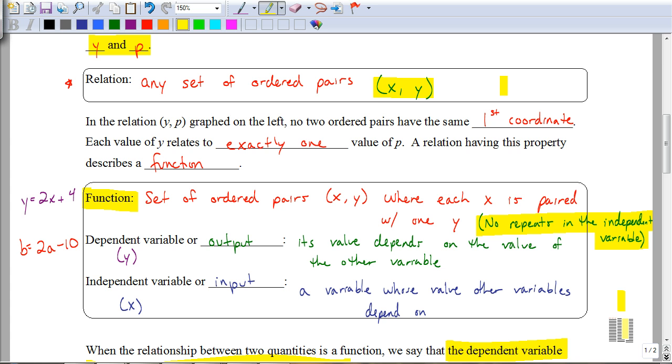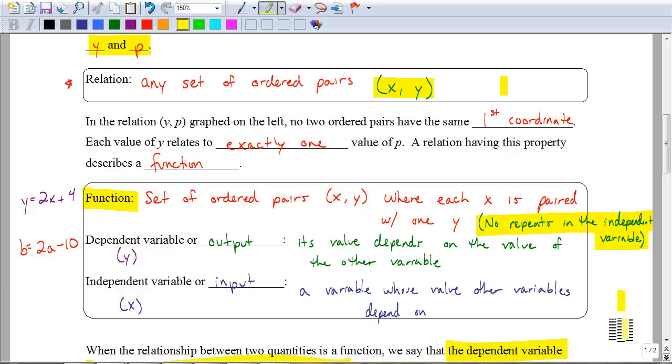But again, a relation is kind of a broad term. It can be any set of coordinates. A function looks at each relation and says, can I give it a special status? Can I call it a function? And the only time we can do that is if in the independent variable there are no repeats.